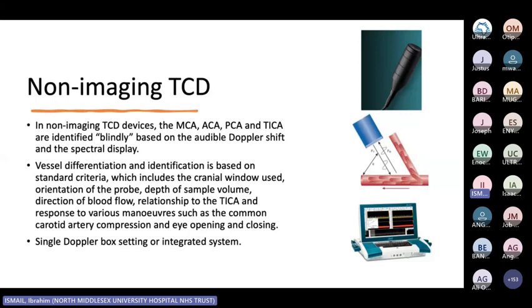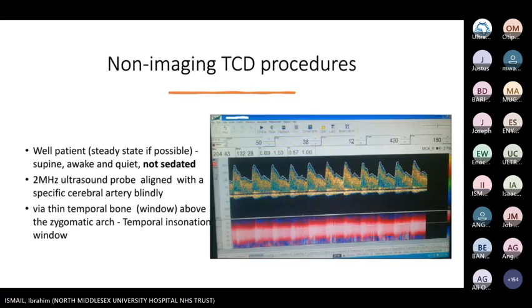But as I said, it's only dedicated for that purpose, so that in itself can be a disadvantage. So you can see here the spectral image. Ideally, the patient would be supine, awake, and quiet, and not sedated. A 2 megahertz ultrasound probe is aligned with the specific cerebral artery blindly, which will always be the middle cerebral artery to begin with. And then, as you can see here, the parameters I would use, so this is an image that I've taken, is the depth.